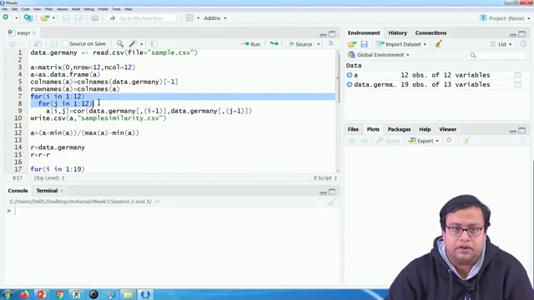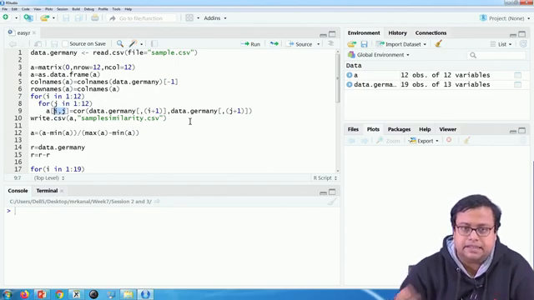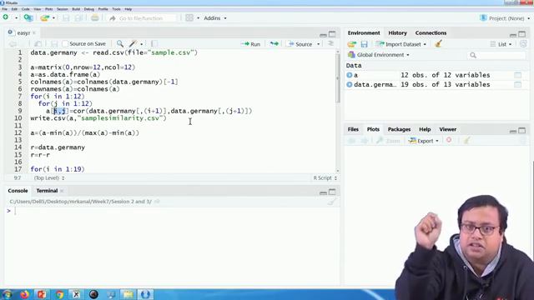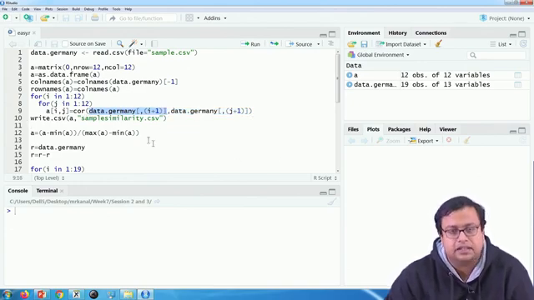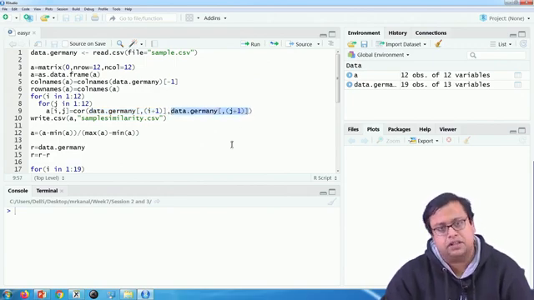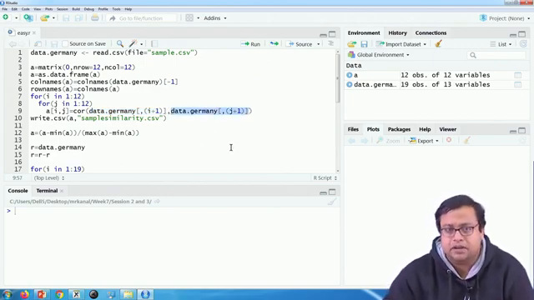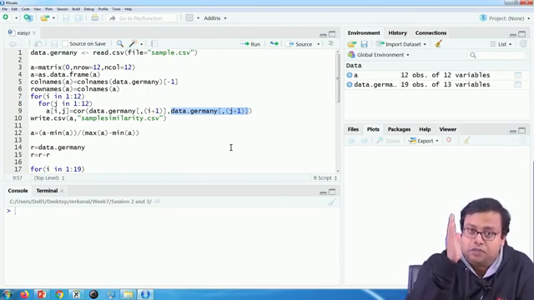So, this is something for i equal to 1 to 12, for j equal to 1 to 12. A of i, j, that means ith row, jth column, is the correlation of what? Correlation of data dot Germany's i plus 1th column and data dot Germany's j plus 1th column. Why plus 1? Because the first column is the user column.